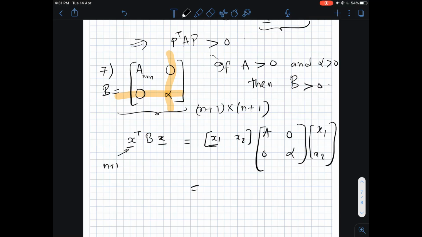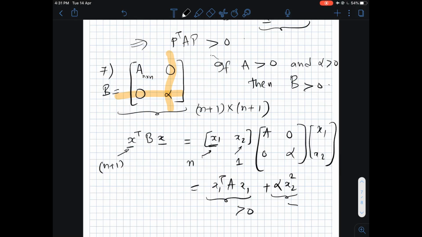So here x1 is n length, so x here is, remember, n plus 1 length, right? N plus 1 variables. X1 is n length, x2 is 1 length, so x2 is just a scalar here. Okay, fine. So we expand this, you will get x1 transpose A x1 plus x2 squared times alpha. Now I know that this quantity is always non-negative.